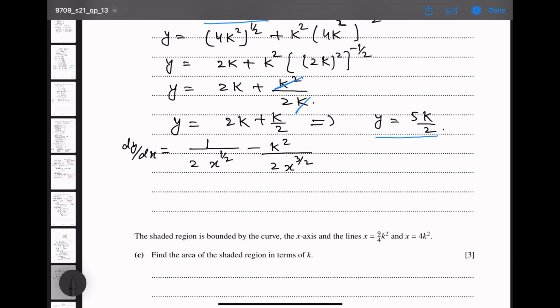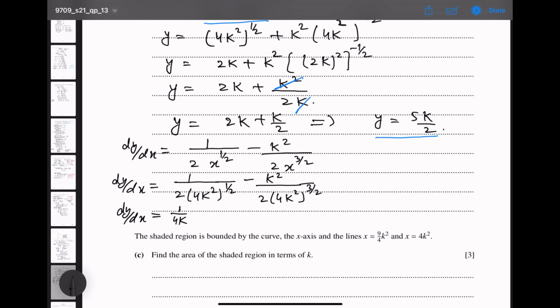we get dy over dx equal to 1 over 2 into 4k square power 1 over 2, minus k square over 2 into 4k square power 3 over 2. Simplifying, we get the value of the gradient will be 1 over 4k minus 1 over 16k.